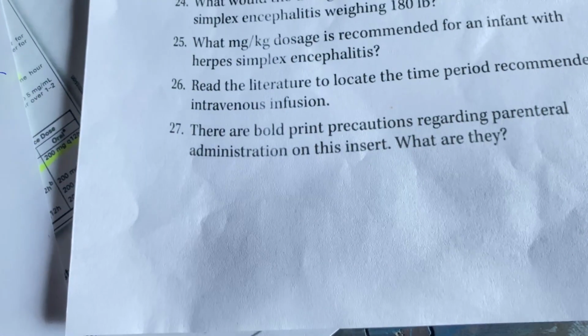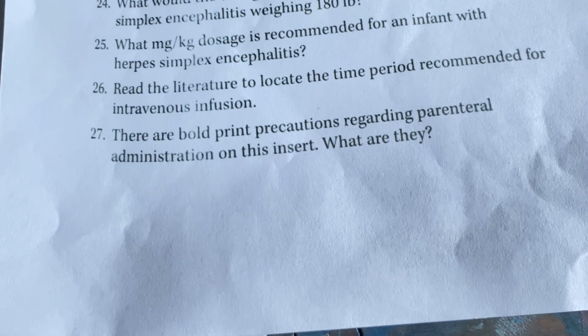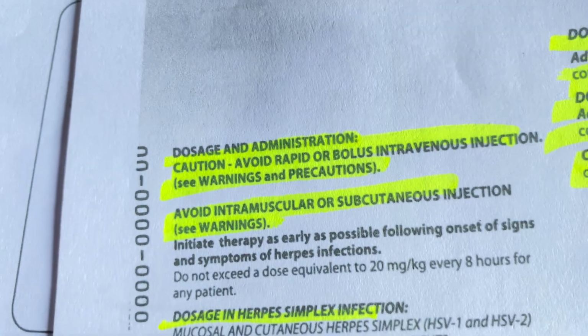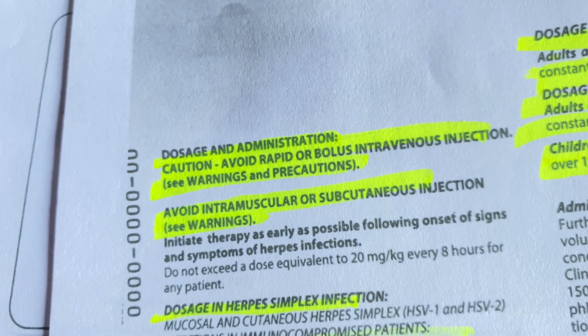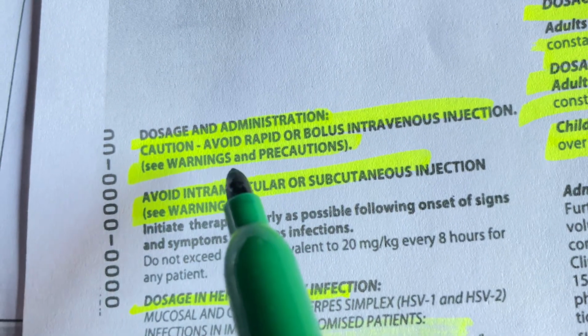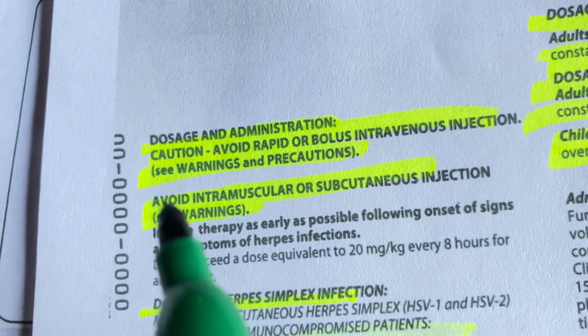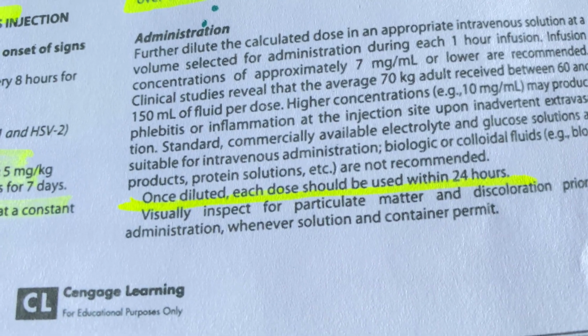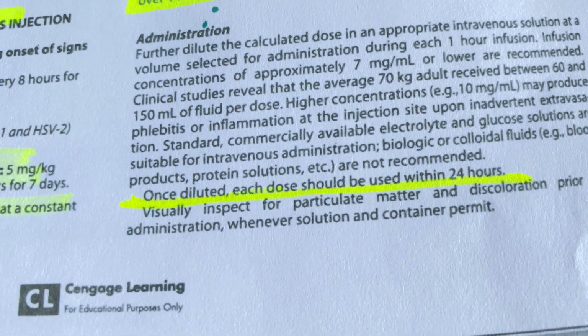And then number 27 says, there are bold printed precautions regarding parenteral administration on the insert. What are they? It's right here. You're supposed to avoid IM and sub-Q and avoid rapid bolus infusion. And then right down here, it says once diluted, each dose should be used within 24 hours. Okay? So, I hope that helps you to navigate these things.